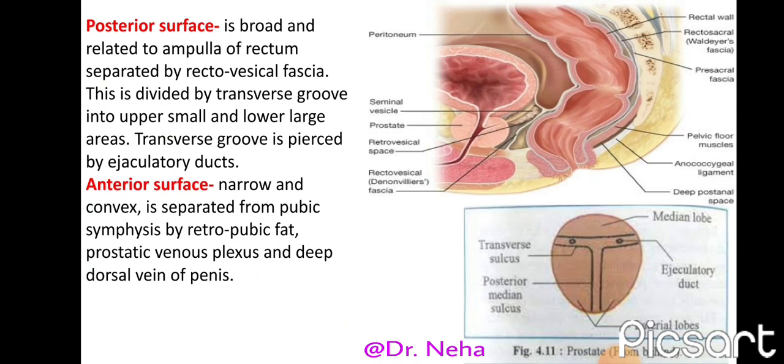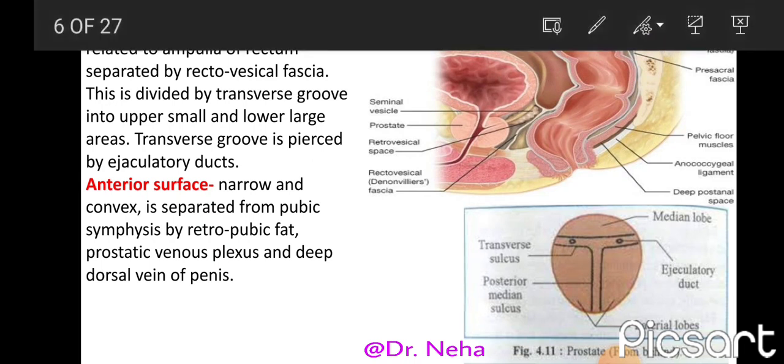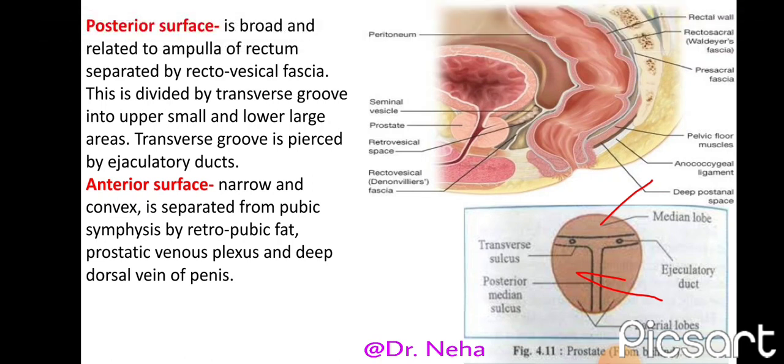Then we have the posterior surface, as we can see in the diagram. This posterior surface is broad and is related to the ampulla of the rectum, and it is separated from it by the rectovesical fascia of Denonvilliers. This is divided by a transverse groove into upper small and lower large areas, as we can see over here. This transverse groove is pierced by the ejaculatory ducts.